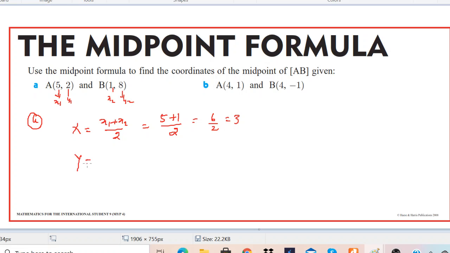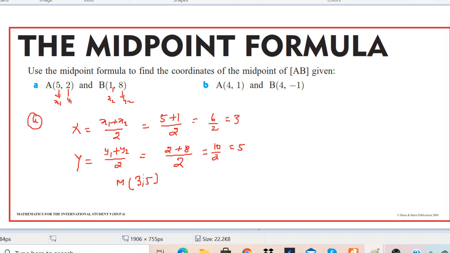Now to find the y coordinate of the midpoint, you can do y1 plus y2 divided by 2. So y1 is 2 and y2 is 8, and then divide by 2. So it's 10 by 2, 5. So finally the coordinates of the midpoint are 3 comma 5.